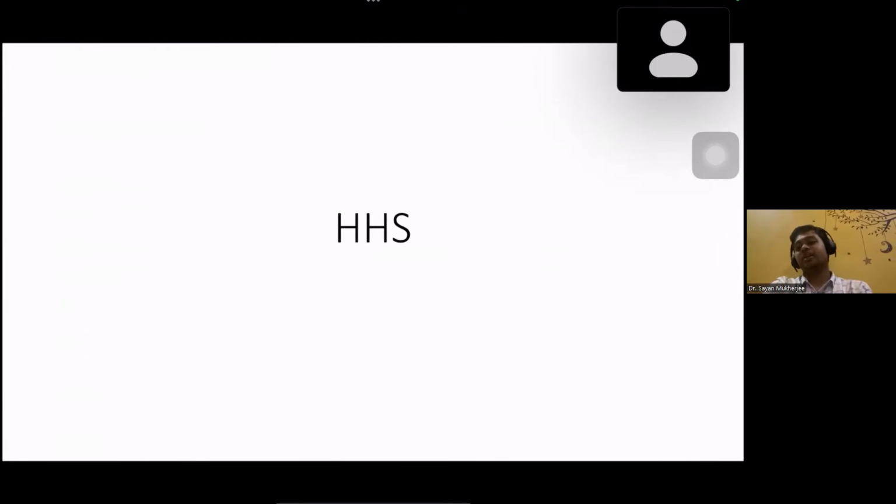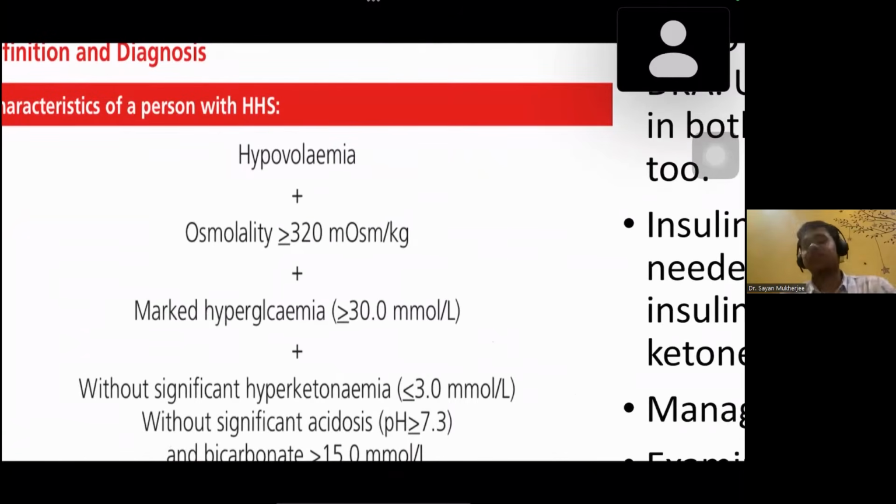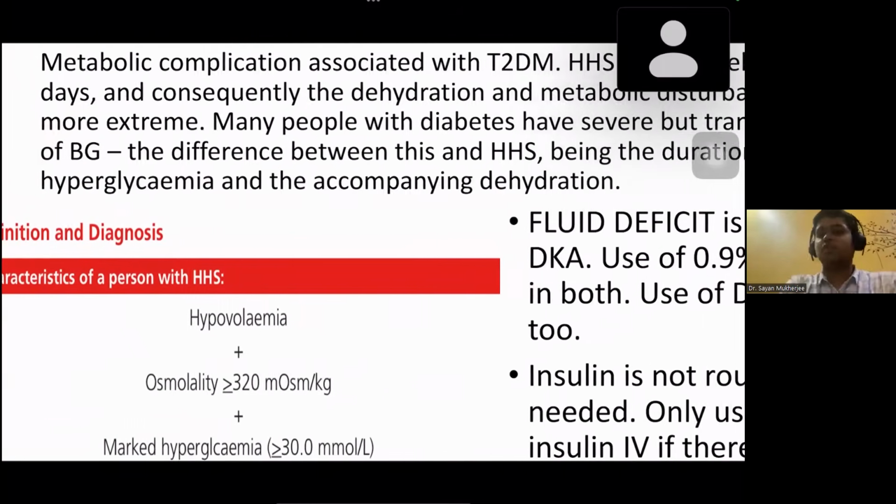And there's one more condition which is quite similar to DKA, but also quite different. That's called HHS, hyperosmolar hyperketotic state. HHS. Hypovolemic hyperosmolar state, not ketotic. Ketones are not present in HHS. I'm sorry. HHS is hyperosmolar hypovolemic state.